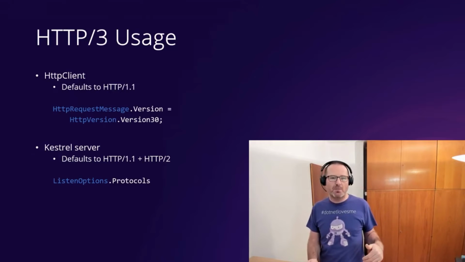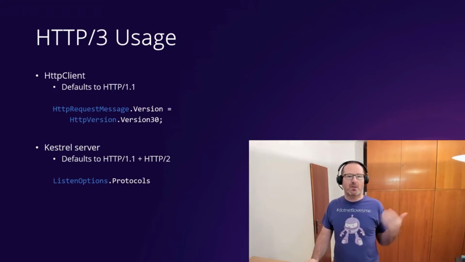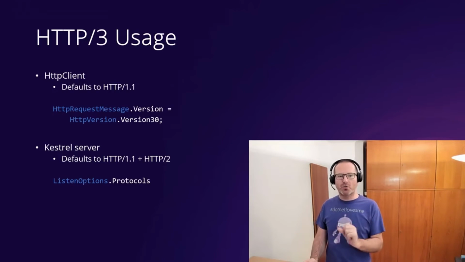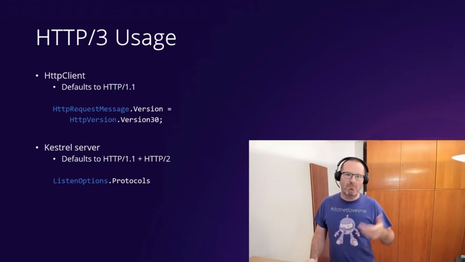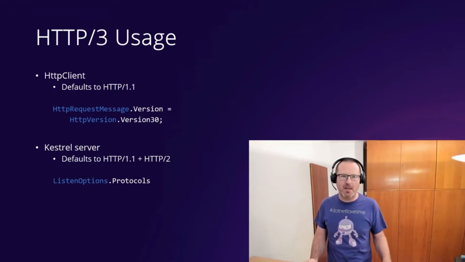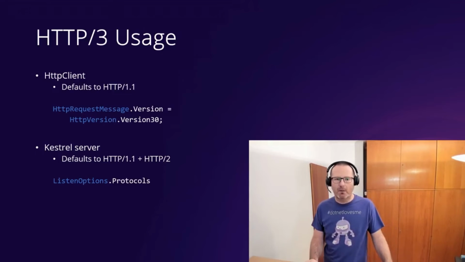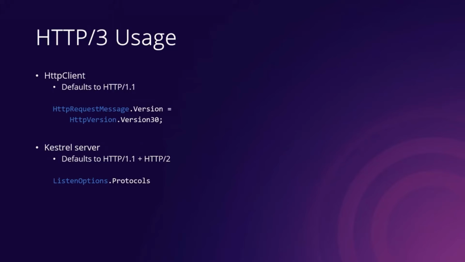So if you want to use HTTP 2 today, you have to set the HttpRequestMessage Version to version 2.0. With 3.0, you use version 3.0. That's going to get you to HTTP3. So fairly simple, fairly straightforward, similar usage as HTTP2.